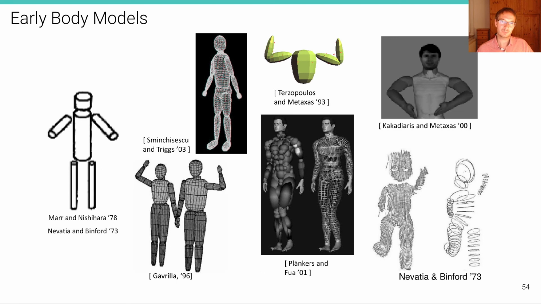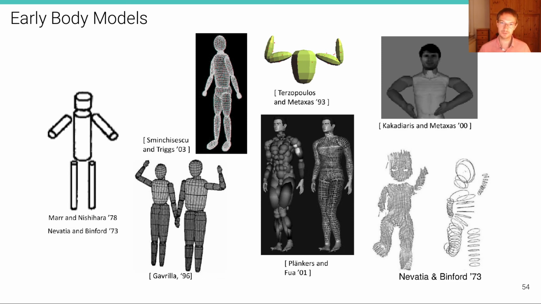Modeling of human bodies, human shape and pose has a long history in computer vision, starting from the 70s and 80s. The question is, of course, what is a good representation? The representation that the simple body model focuses on is not the interior of the human body, but the human body as it can be observed.